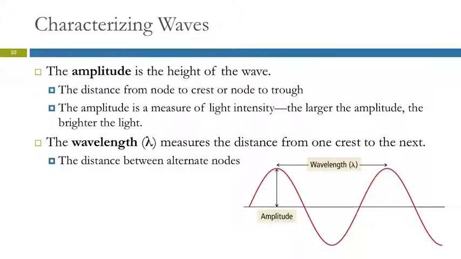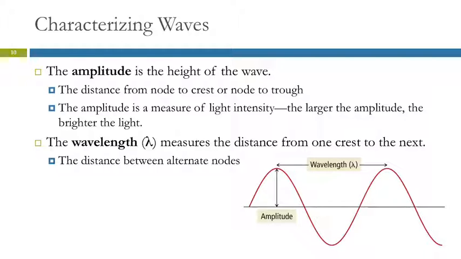So we need to understand a little about these waves that are part of the electromagnetic radiation. So amplitude. Amplitude is how tall the wave is. So here is a wave, and the amplitude is how tall it is. That's the distance from the node where it passes 0 to a crest, or from a node to a trough. The node is just where it's passing 0. Amplitude measures light intensity, how bright it is. So larger amplitude, it's more bright. We actually don't use amplitude very much in chemistry.